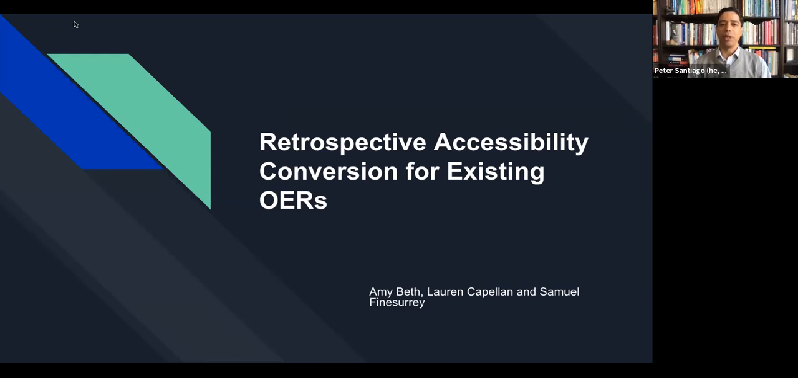The session is titled OER and Digital Content, Achieving Accessibility Best Practice through collaboration with faculty, librarians, and the Office of Accessibility.